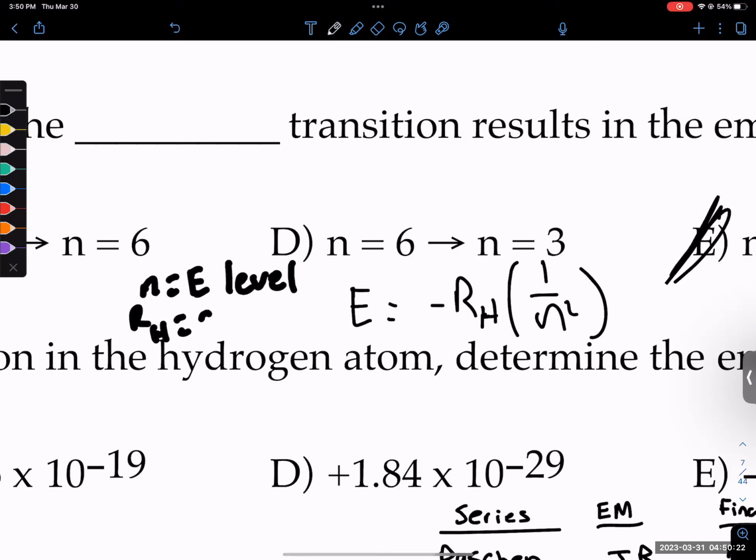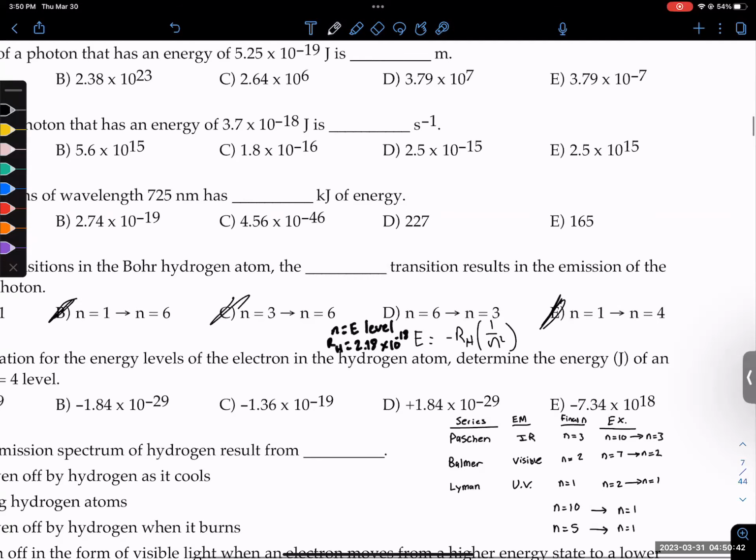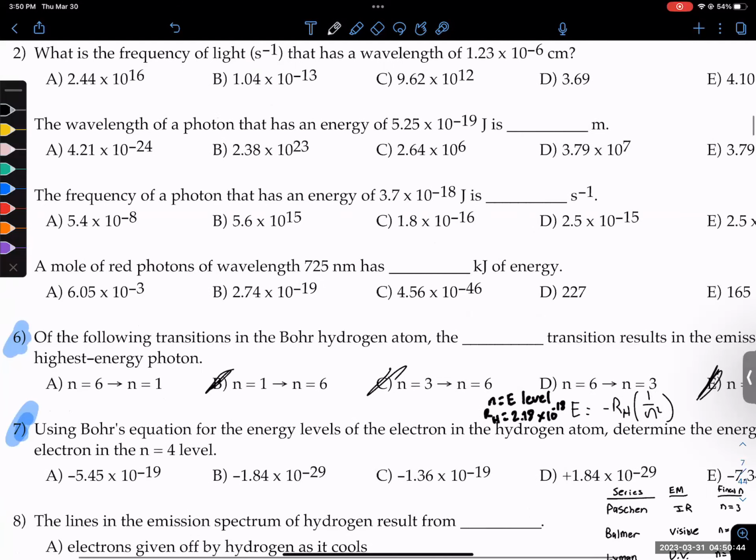And for this problem, it's 2.18 times 10 to the negative 18. You said this is called Bohr's equation. Bohr, yeah. Bohr's, B-O-H-R. Not to be confused with Rydberg. That's 2.18. Yeah, that's an 8.